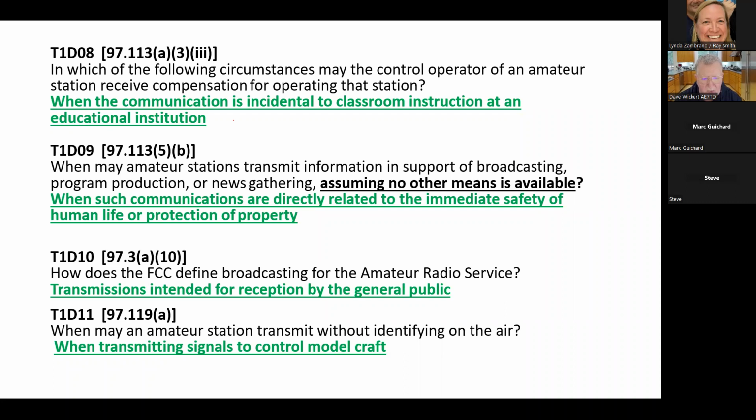When may you transmit on a radio without identifying on the air? The only place where you're not required to do identification is when you're using model aircraft. What you have to do is put a label on the transmitter that you're using to control your model aircraft. You put your call sign information on the label on the transmitter.